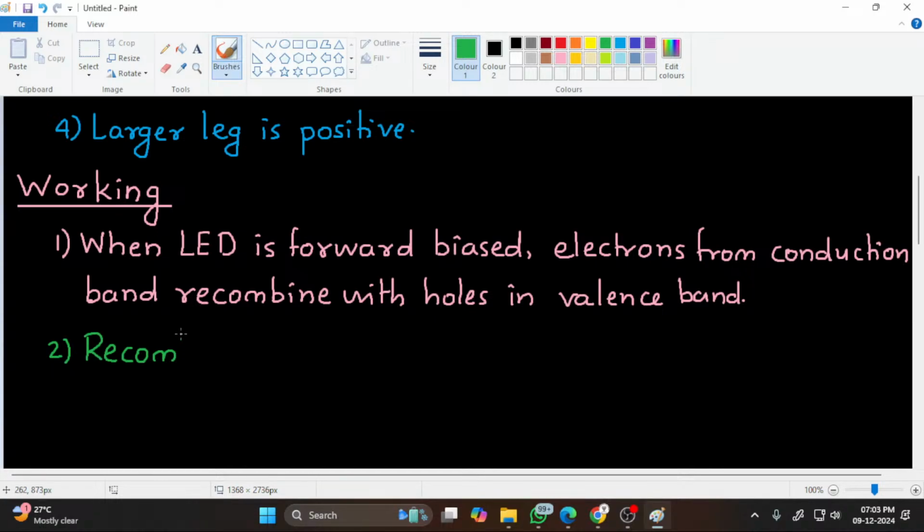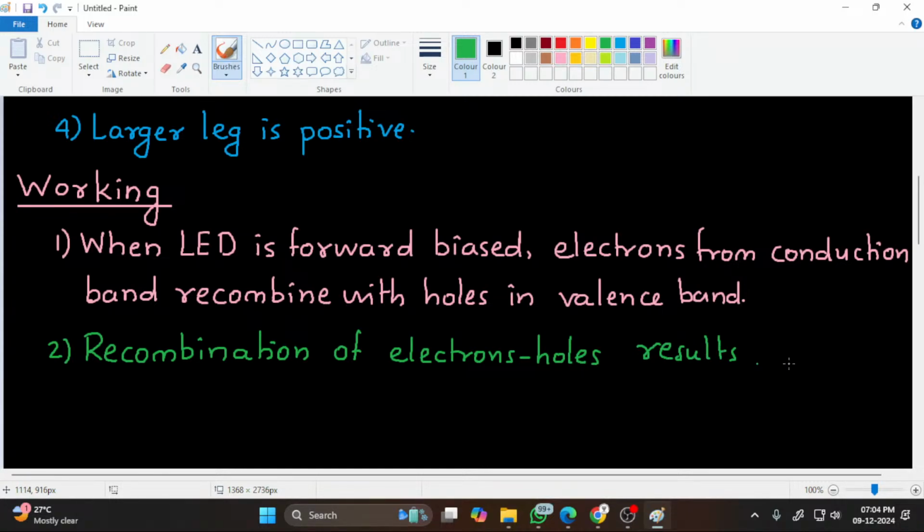Recombination of electrons and holes results in emission of photons.